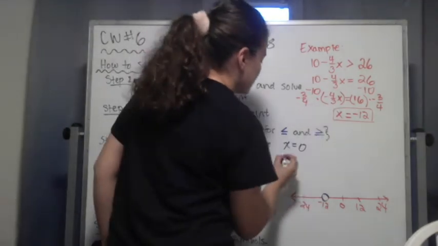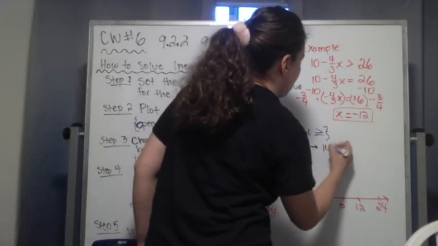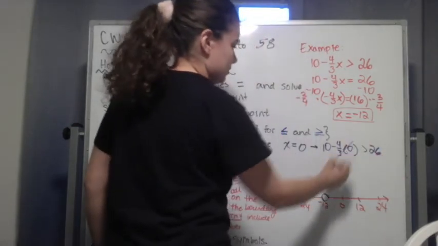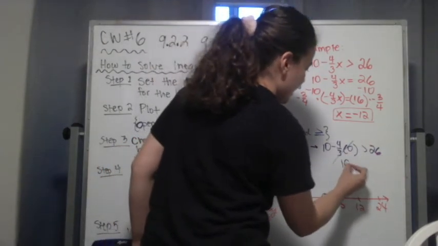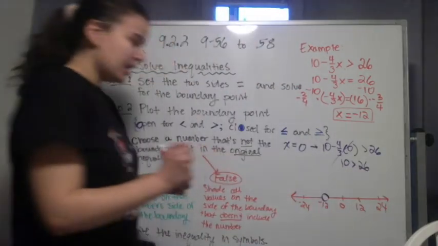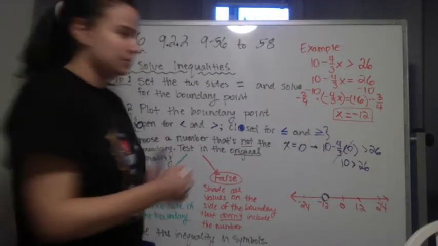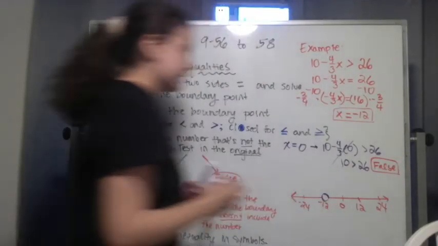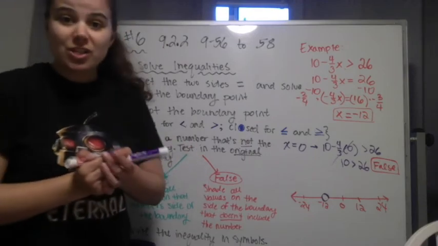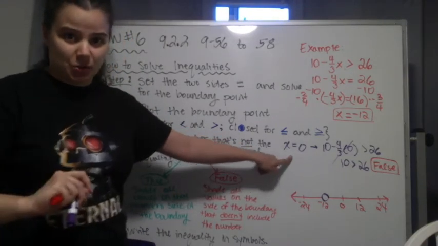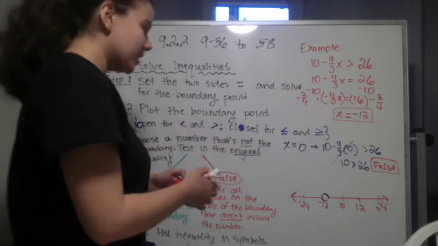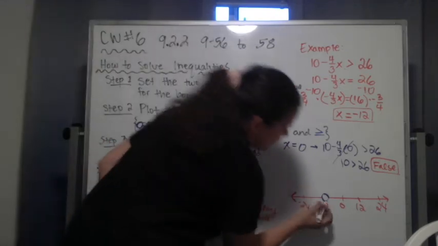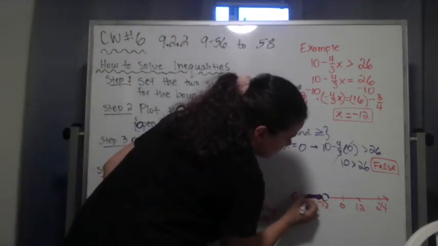And we plug it in, so 10 minus 4/3 times 0 is greater than 26, but times 0 is just nothing, so 10 is greater than 26. That is a very false statement. 10 is not bigger than 26. So if it's false, we just found out that 0 is not a solution, which means that everything on the 0 side is not a solution, which means that the solutions must live over here on the other side of negative 12.